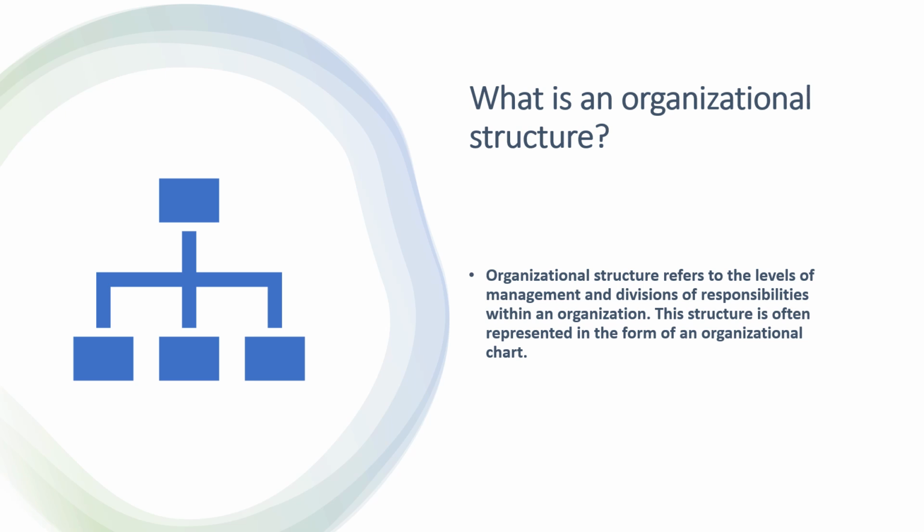So what is an organizational structure? An organizational structure refers to the levels of management and divisions of responsibilities that are within an organization. This structure is often represented in the form of an organizational chart.